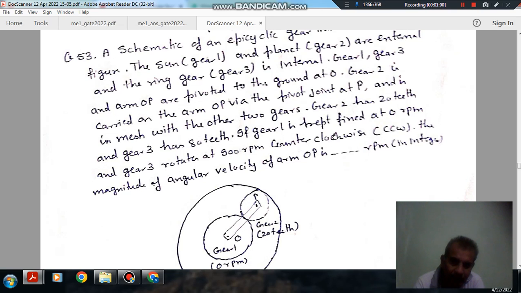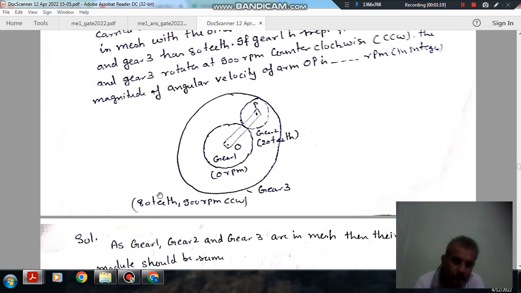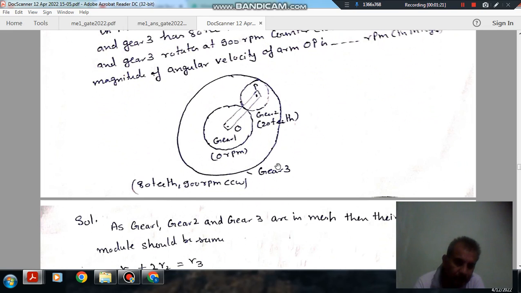If gear 1 is kept fixed at 0 rpm, gear 3 rotates at 900 rpm counterclockwise. The magnitude of angular velocity of arm OP is dash rpm in integer. So this is gear 3 having 80 teeth and 900 rpm counterclockwise rotation. This is gear 1. This is gear 2 having 20 teeth.